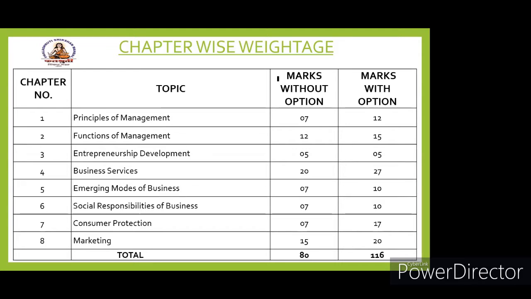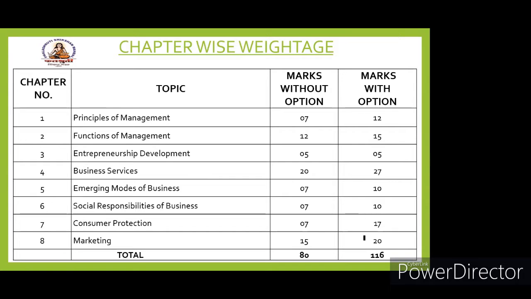Thirdly, it tells me amongst the topics, which topic I should do in depth and which topic I can do a little lightly. So that is why this whole marks weightage is important. So if you look at this table, the most important chapter is business services. You see, without option, it is 20, and with options, it is 27. In other words, students, I would rather you concentrate on the outer column. So this chapter has got 27 marks weightage, right? So this is the most important chapter.